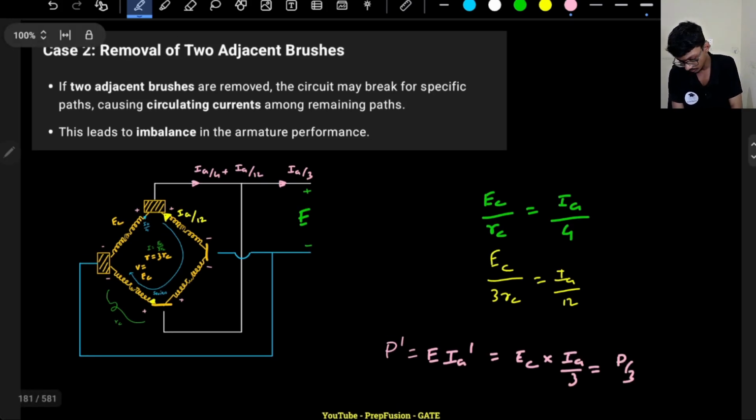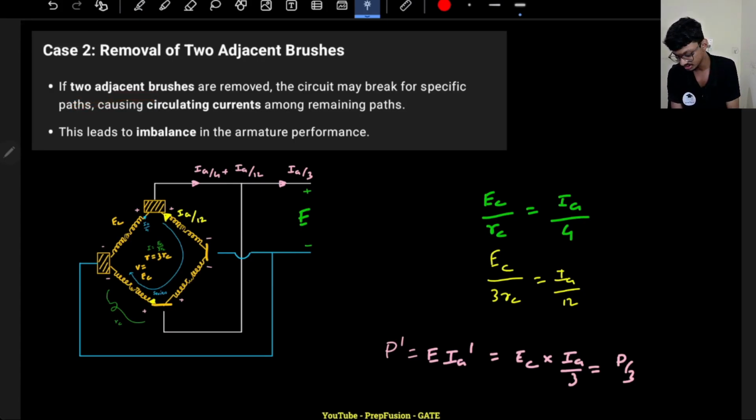That's why it is written that if I remove two adjacent brushes or more than two brushes, it might happen that the circuit may break for specific paths, causing circulating current. So this is the Ia by 12 current, and imbalance of current is flowing. From here Ia current is flowing, from here Ia by 12 is flowing. So a bit of imbalance is there that can damage the circuit. We don't want to remove the brushes, but even if we do remove them, the circuit can still work. That is the conclusion.